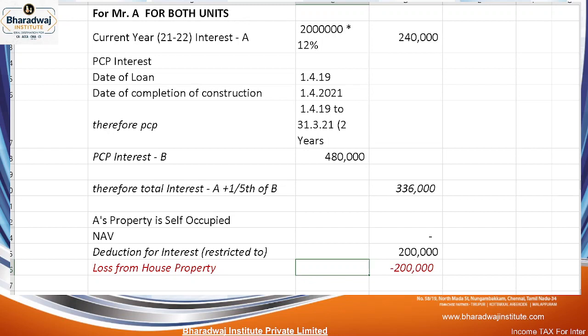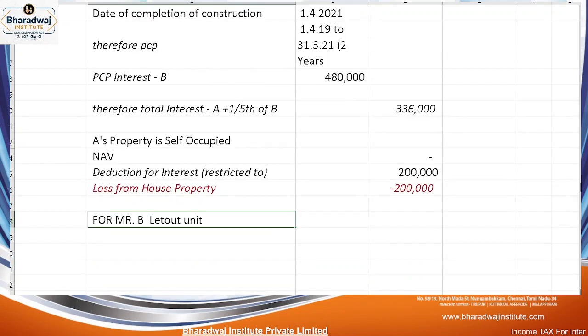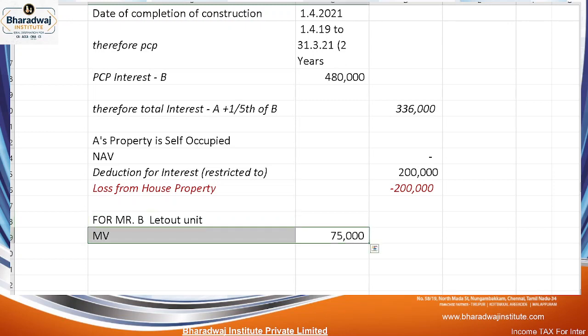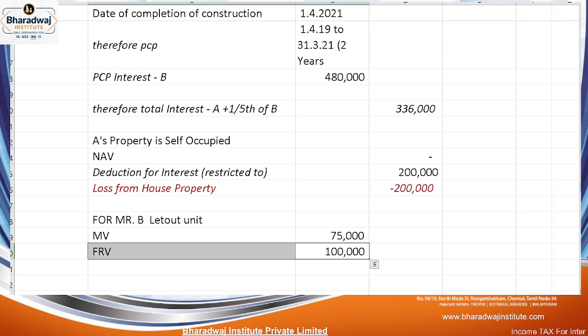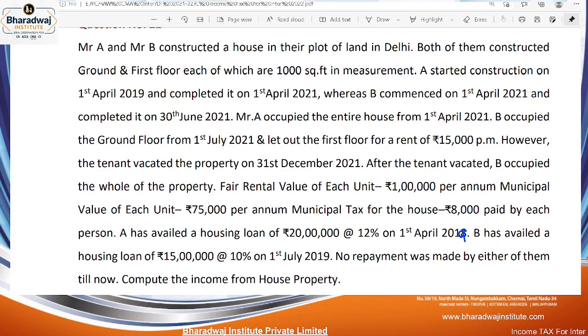Thereafter 3 months self-occupied. Okay, so for the let out portion, if it is let out for a period and self-occupied for a period, what is the provision? Everything will be taken for the whole period. Municipal value 75,000. Okay, fair rental value 1 lakh. When a property is let out and self-occupied, it will be taken as if it is let out for the whole period. Each unit, please remember, it is not the entire property. Each unit, it is 1 lakh per month. So first floor 1 lakh per month, per annum. Municipal value also 75,000 per annum each floor.